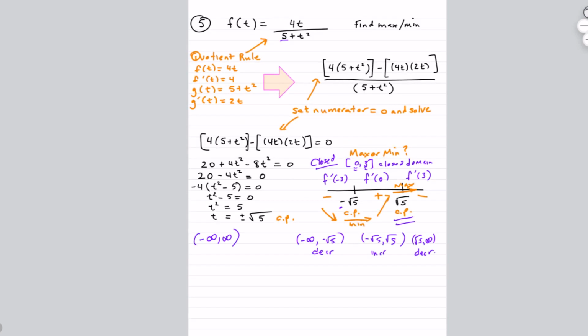Question number 5, your favorite, the quotient rule. You think I don't read your discussion questions. I see. I hate the quotient rule. It's too many steps. Okay, whatever.